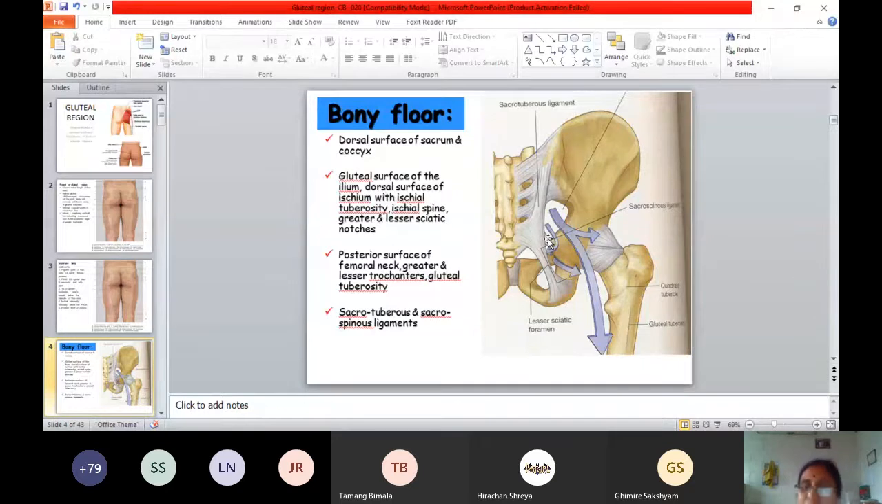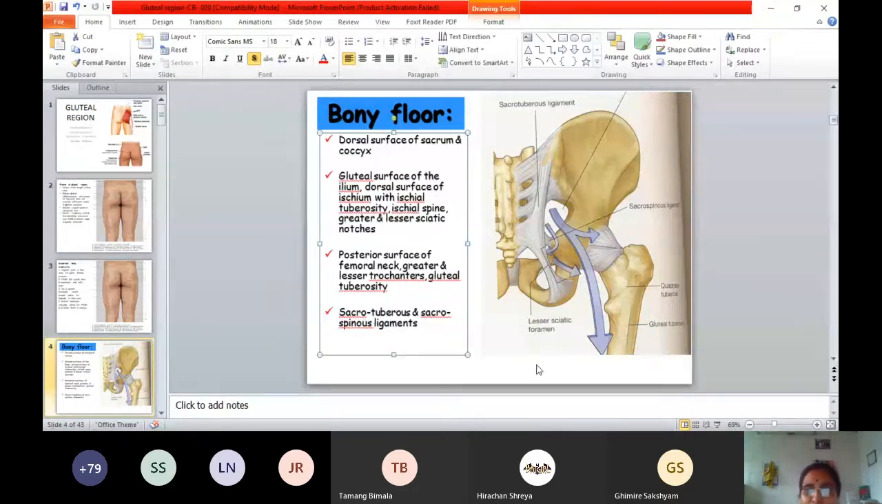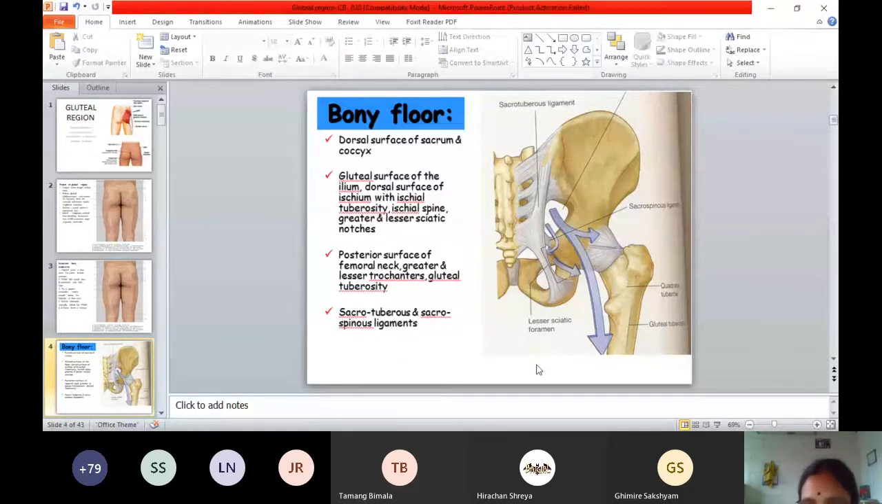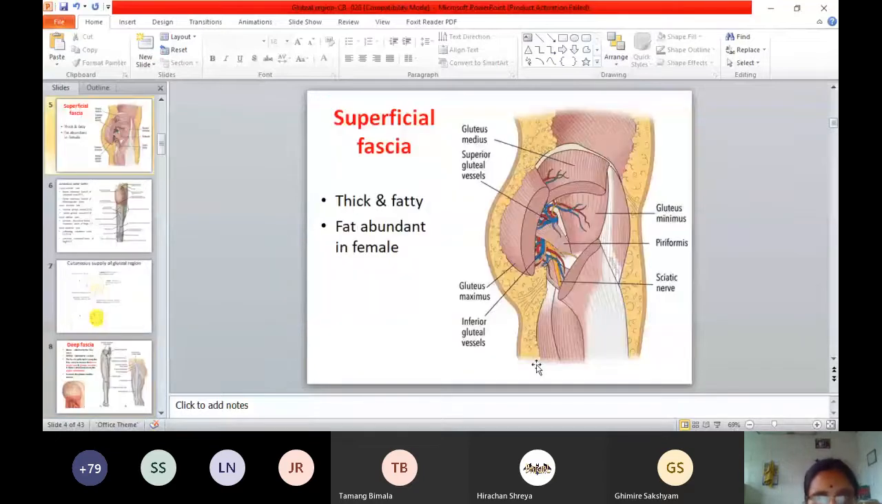In addition, some bony parts of the femur also come into the gluteal region. This is the posterior surface of the neck of the femur. Besides this, there is the greater trochanter, the lateral trochanter, and this bony projection on the posterior aspect of the femur is known as the gluteal tuberosity. So all these bones participate to form the floor of which region of our body? The gluteal region.